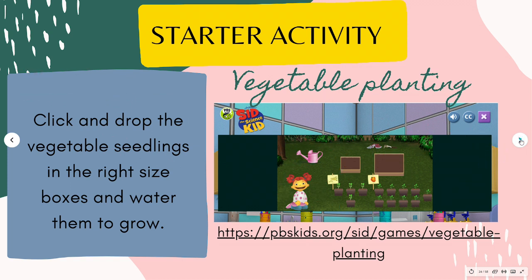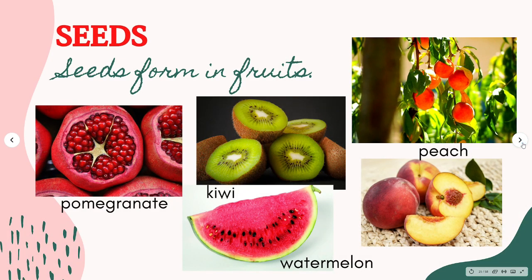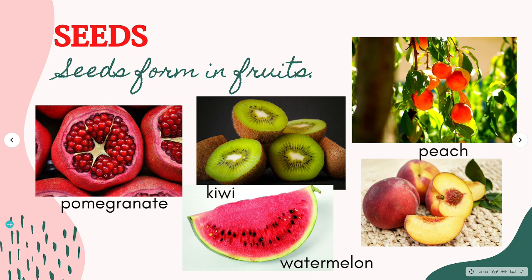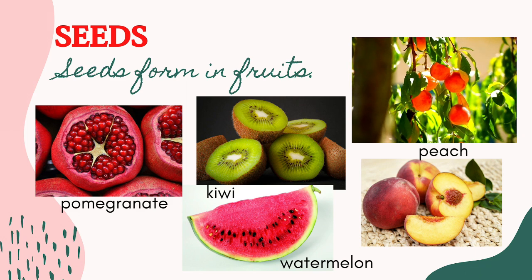Seeds are the part of the plant that make new plants. When they germinate, meaning start to grow, they will develop into new plants. Seeds do not need light to germinate or start growing. This is because the seeds have their own food store, which is protected by a hard outer coat. The aim of the parent plant is to make sure that the seeds are dispersed so that they do not grow close to the plant. This ensures that the new plants will grow well.